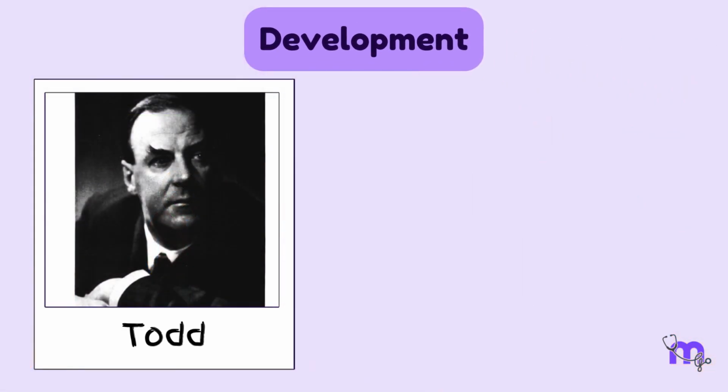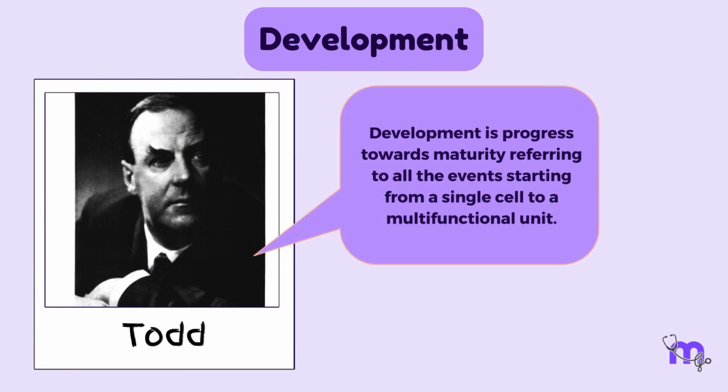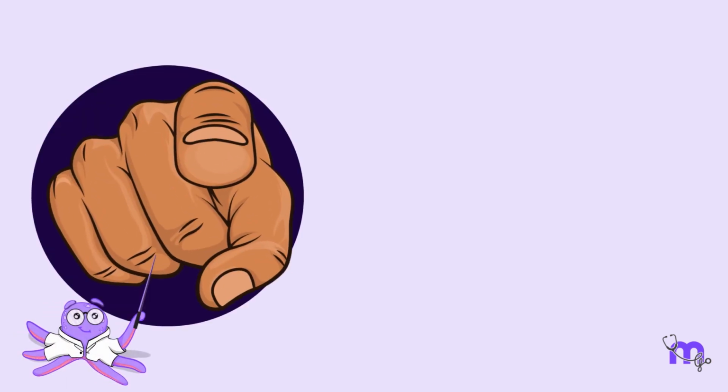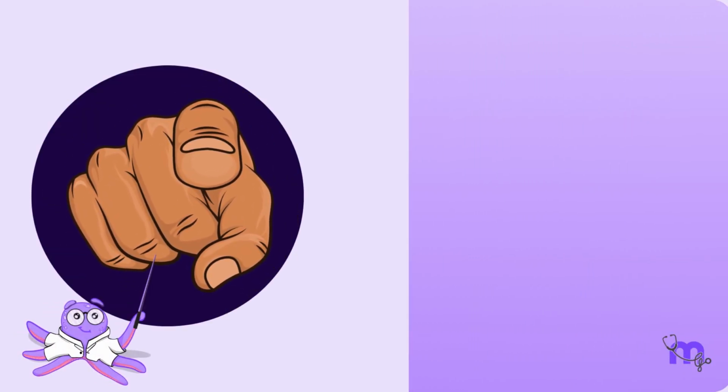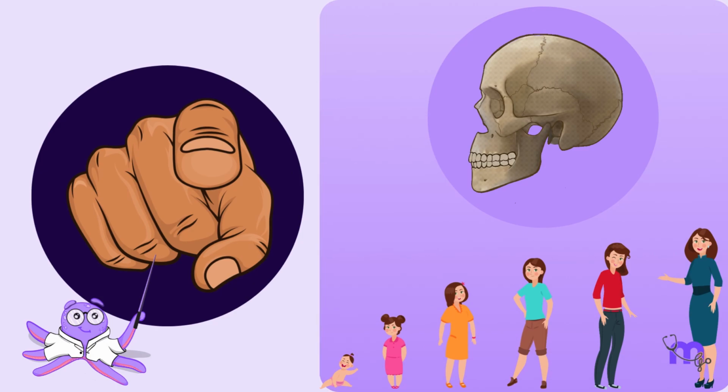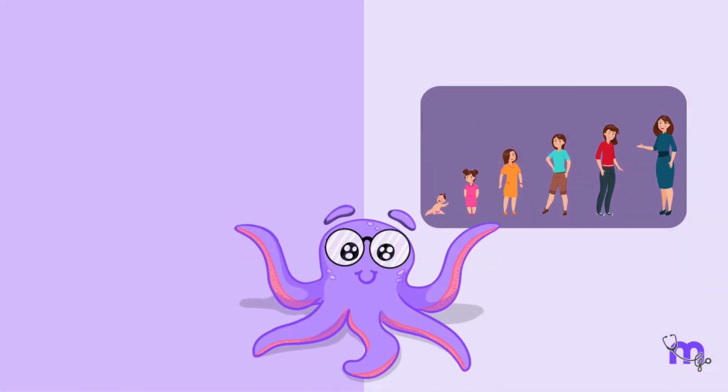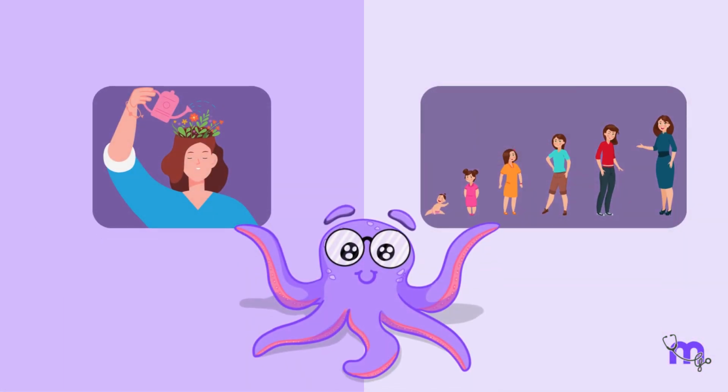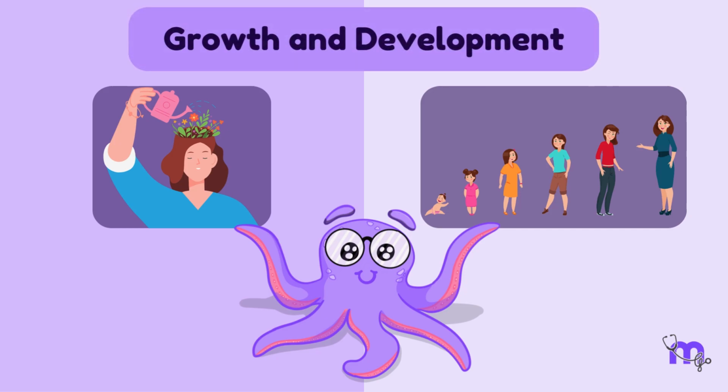According to Todd, it is progress towards maturity, referring to all the events starting from a single cell to a multifunctional unit. The best example here is you. Look at yourself and your transition over the years. Your growth is not only physical, but mental as well. Now, this is growth and development.